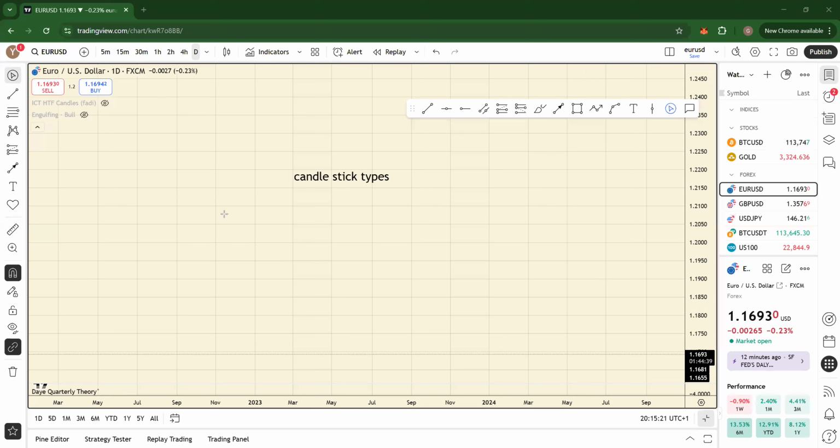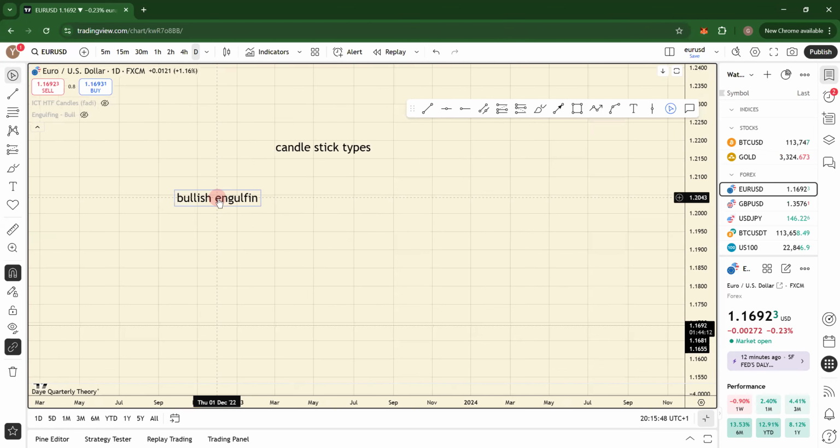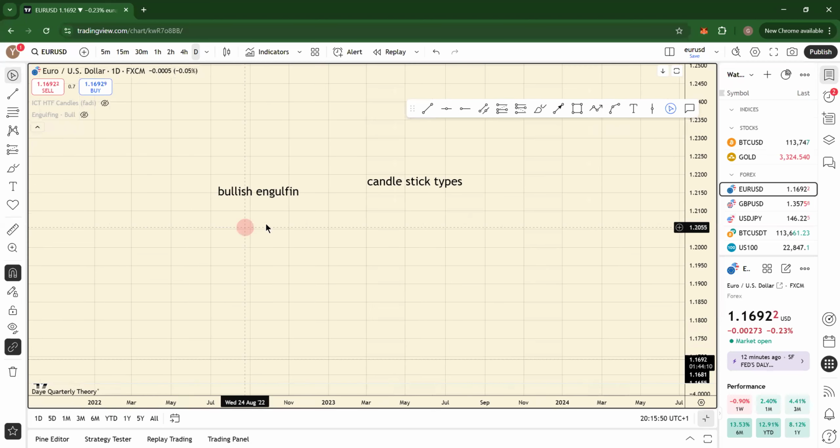So the first one is called a bullish engulfing. Take note that these candle types, I already told you what a candlestick is, right? Now we are looking at candle patterns. So the first candle pattern that we have is a bullish engulfing. This is the first candlestick pattern that we have.